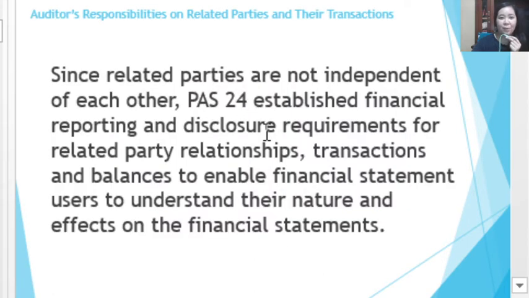Since the related parties are not independent from each other, PS 24, the standard, established the financial reporting and disclosure requirements for related party relationships, transactions, and balances. The purpose is to enable financial statement users to understand the nature and the effects of these relationships and transactions on the financial statements.